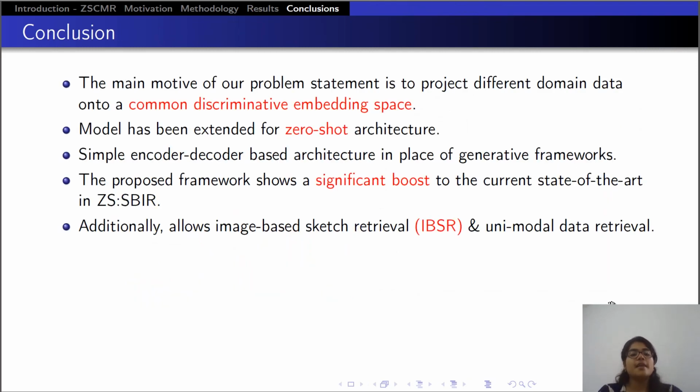So we would like to conclude by saying that the main motive of our problem statement is to project different domain data into a common embedding discriminative space. The model has been extended for a zero-shot architecture. It's a simple encoder-decoder based architecture in place of a generative framework, which most of the existing works use. The proposed framework shows a significant boost to the current state of the art in zero-shot sketch-based image retrieval. Additionally, it also allows image-based sketch retrieval, which is the IBSR, and unimodal data retrieval.